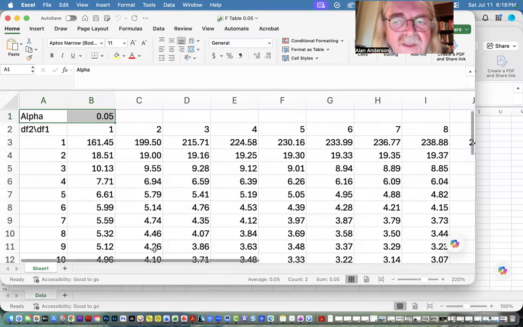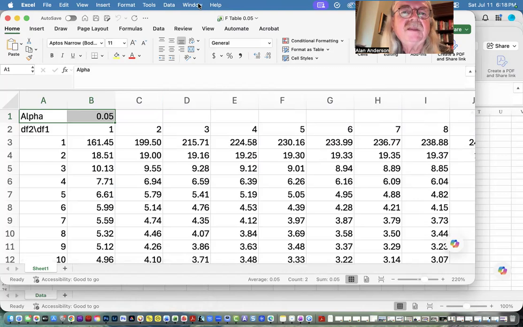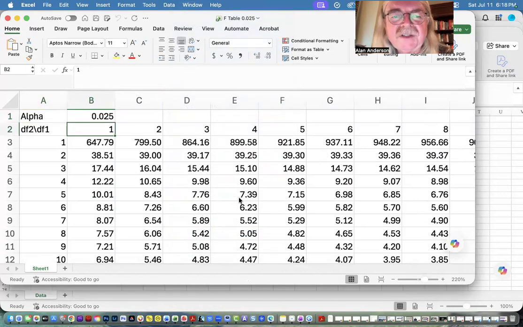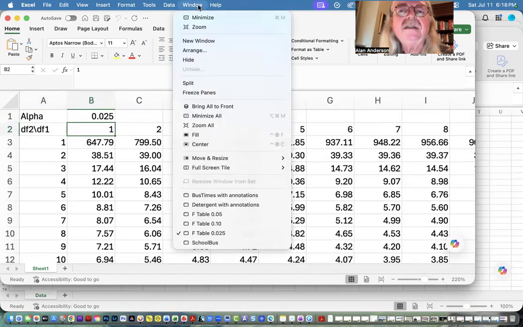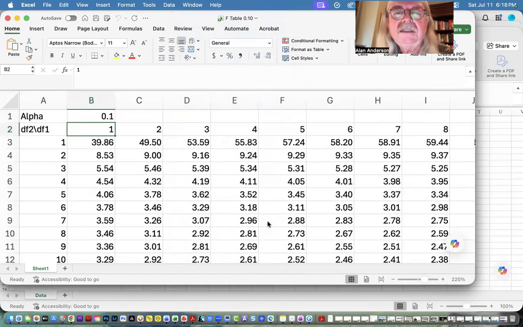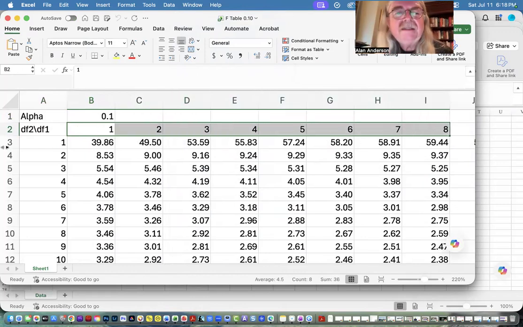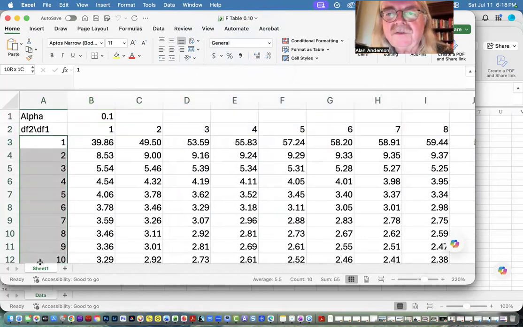So the three of them that you'll see in Brightspace, or Blackboard rather, are 5%, 2.5%, and 10%. That's all we have. That's all we need. But always remember, numerator degrees of freedom, denominator degrees of freedom. Don't get them backwards because you'll get the wrong answers. You've got to be in the right order.